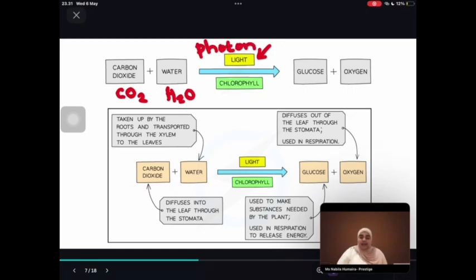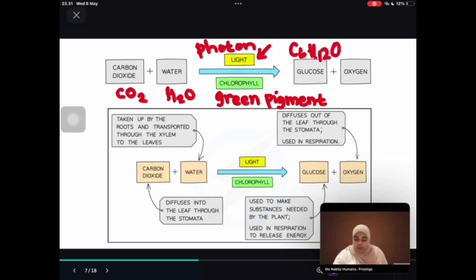Yeah, and the chlorophyll is the pigment inside of the plant, the green pigment. All right, the green pigment is chlorophyll, and then the plant will produce glucose as the main product. Yeah, glucose is C6H12O6. The main product the plant produces is glucose, and the plant also produces a byproduct.